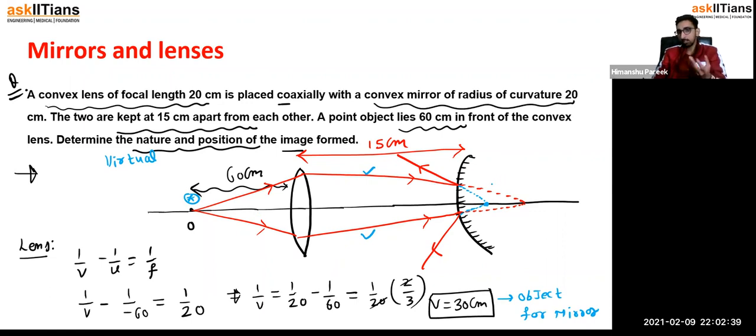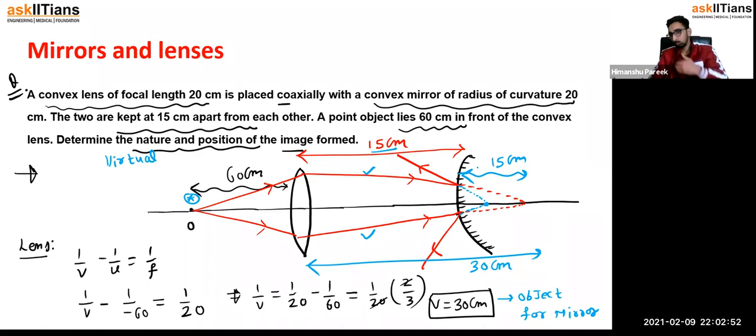So where is the object? Right side 15, because total was 30. From this place, total was 30. This is 30 centimeter. This is 15 centimeter. So the remaining one will be 15 centimeter. So for the mirror, what I would say, u is equal to plus 15. Why plus 15? Because it is on the right hand side. v we have to calculate.